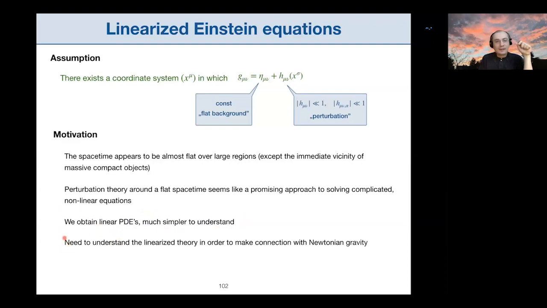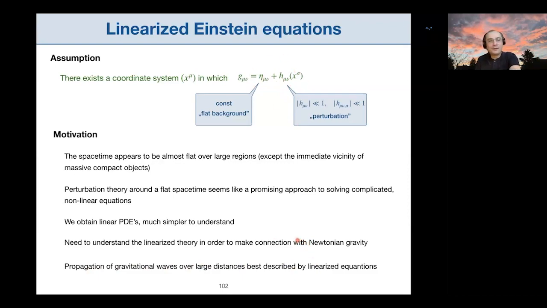And another point is that we have to understand the linearized theory in order to make a connection with Newtonian gravity and show that all this game we have been playing makes any sense whatsoever. We have to prove that the Newtonian theory is contained in GR as an appropriate limit. And this is done most conveniently via linearization. On top of that, the propagation of gravitational waves over large distances is something that is best described when you consider the linearized equations. So there's a lot of incentives why we might be interested in this type of approach.